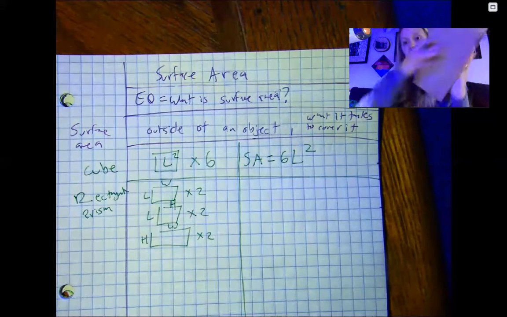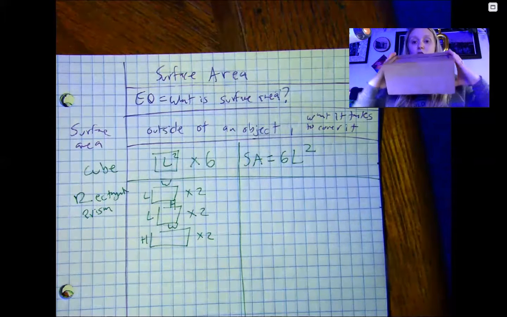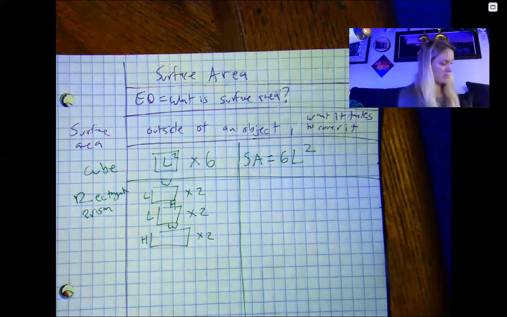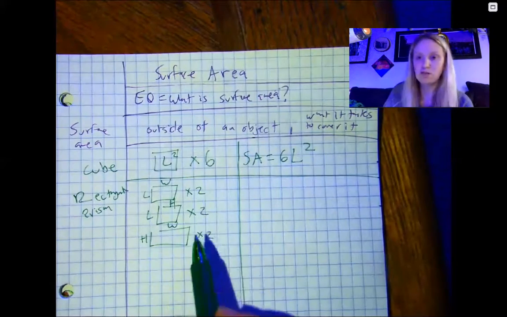And 2 of those that are matching. Okay, so the rectangular prism, you're just adding all 6 of the rectangles together that make this rectangular prism. There's 6 sides, and there's 3 sets of 2 matching.